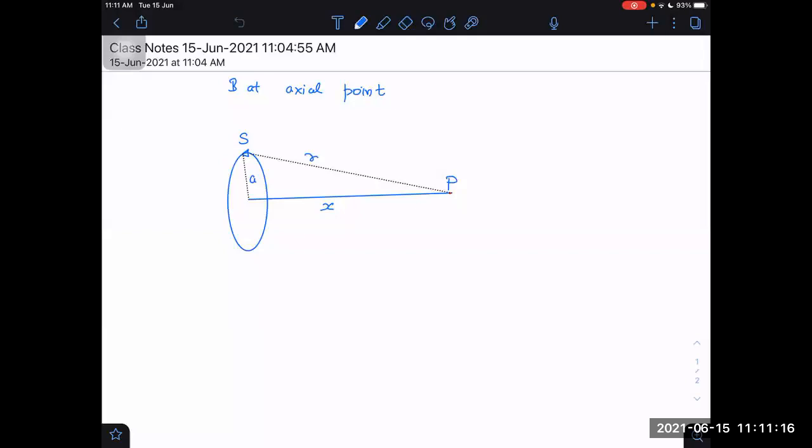B at axial point. So how to find B at axial point? I can get it by taking dl vector this side.